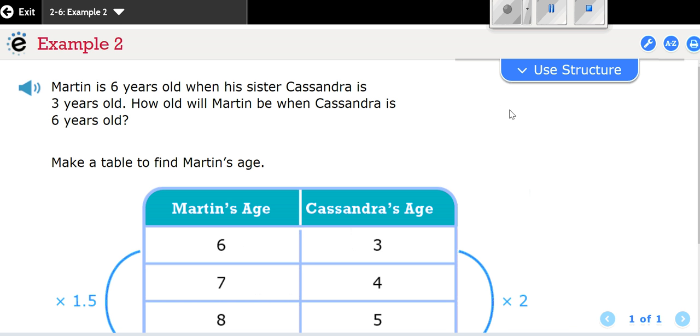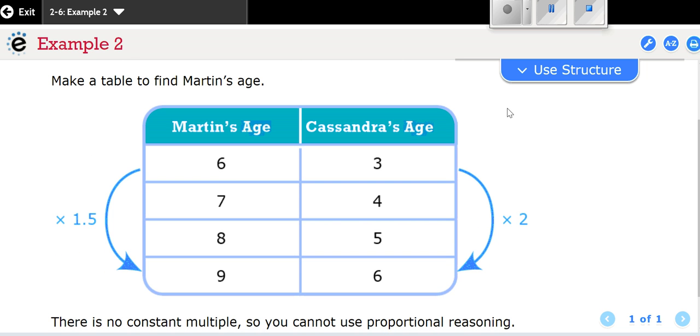So example 2 has us looking for that same idea, but this is the information that it starts with. It says Martin is 6 years old when his sister Cassandra is 3 years old. How old will Martin be when Cassandra is 6 years old? Make a table to find Martin's age. And so by creating this, we understand that if he's 6 now and she's 3, each year they're going to go up 1 to continue going on with their lives, right? You get 1 year older every year.